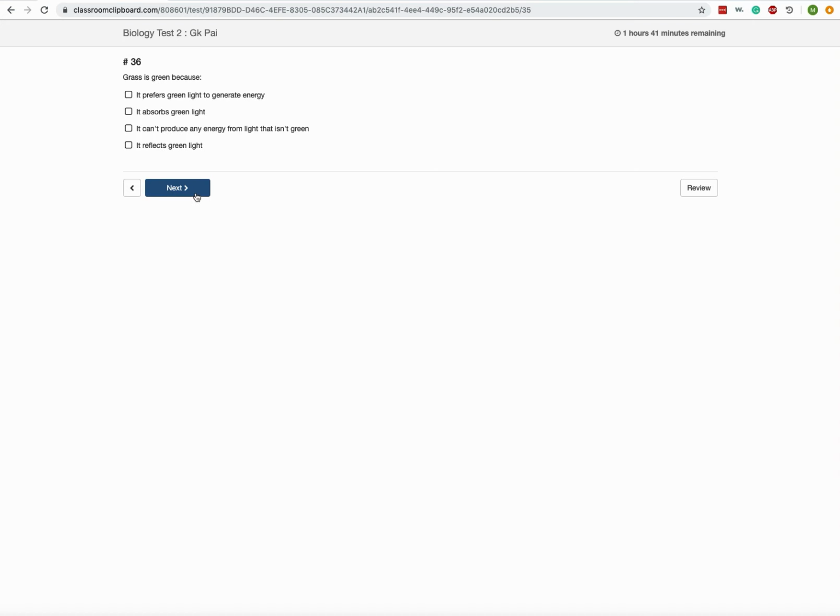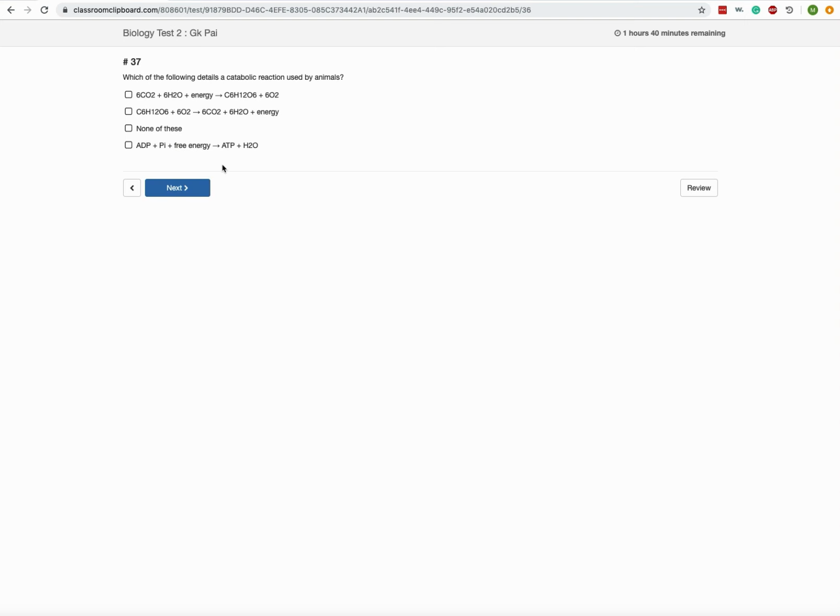Grass is green because it reflects green light. Remember, whenever you look at something, it is actually every color other than what you actually see coming into your eyes. When you look at something that's orange, it's actually reflecting orange light because that's what's entering your eyes. That's why you perceive it to be orange. So yeah, it reflects green light.